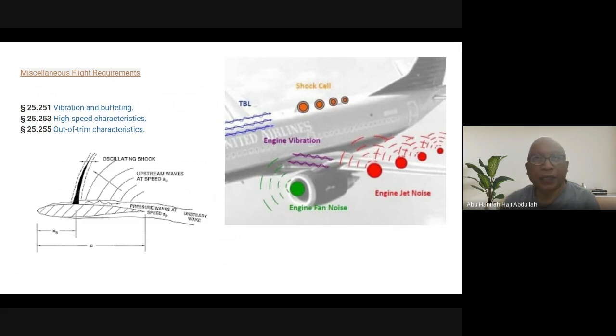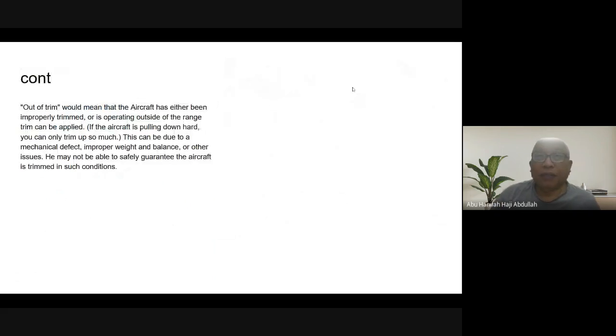High speed characteristic: what happens to the aircraft when you fly at high speed? And also out of trim: when out of trim, what can it do, are you still able to control the aircraft? So this is the miscellaneous flight requirement. Everything in 2.1, 2.3, 2.5 will be tested by test as well. Okay, any questions so far?